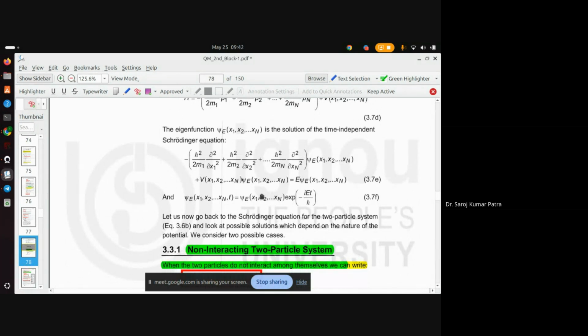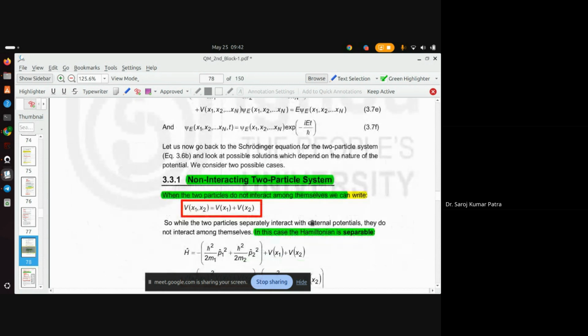And the time evolution will simply be: you solve the time independent Schrodinger equation and get the eigenstate, which is psi_E(x1 up to xn), and exponential minus iEt by h cross. So this part over here, e to the power minus iEt by h cross, is the time dependent part, and this is the time independent part.